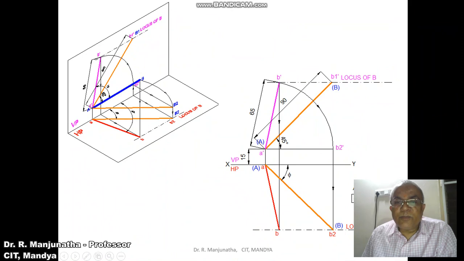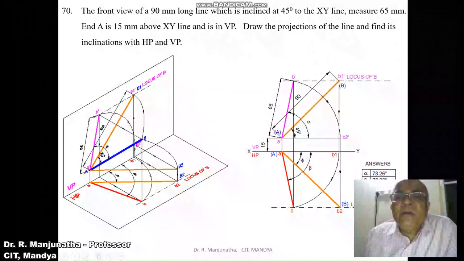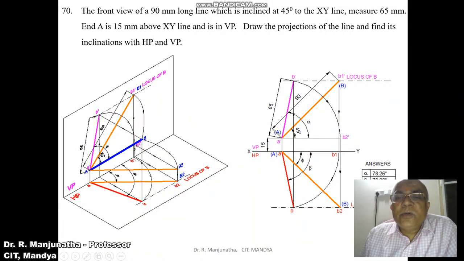Now we will solve the problem in the sketchbook. To solve the problem in the sketchbook, first we will draw the XY line and mark X and Y, VP and HP. As we know that A is 15 mm above XY line and in VP, you consider any point on the XY line and mark this point as small a, and from XY line you measure 15 mm and draw a horizontal line. From a you draw a vertical projector to the 15 mm line so that it cuts that line, and you mark this point as A dash.